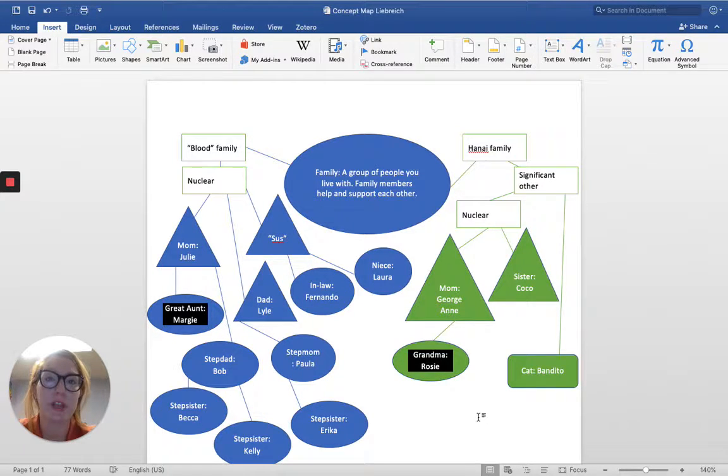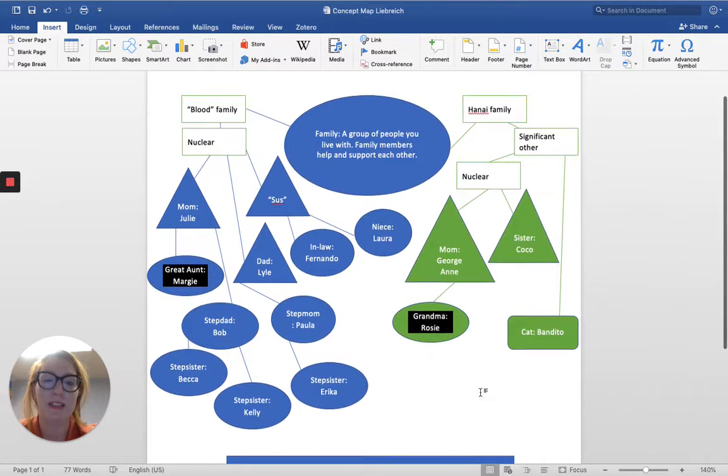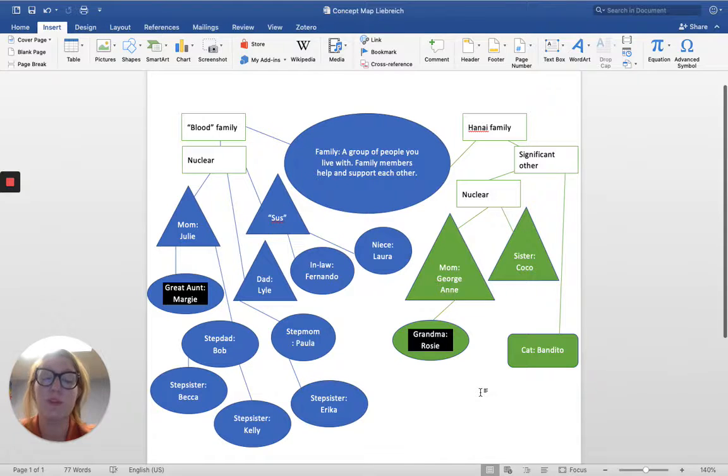So I encourage you to think about, if you don't know somebody, but they're somehow a part of your family tree and their presence impacts you, do you include them in your definition of family? For me, Grandma Rosie is important. I literally live in the house that she bought for her family. So that's something really important to me. And then this box over here kind of looks different because I included our cat, Bandito. So, that's another thing to think about: do you include pets in your definition of family?